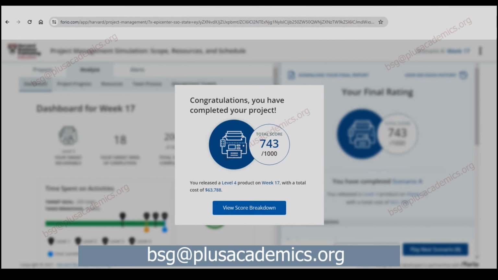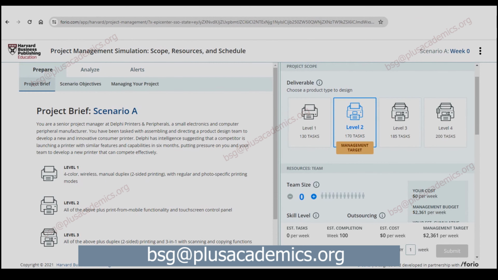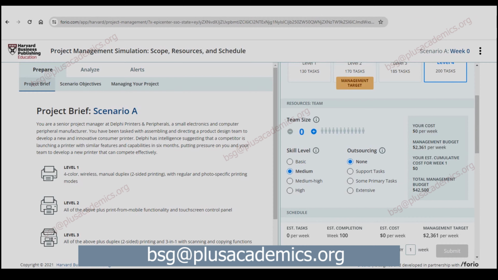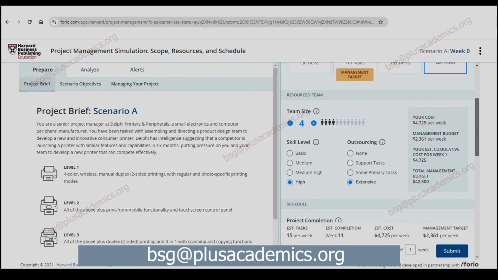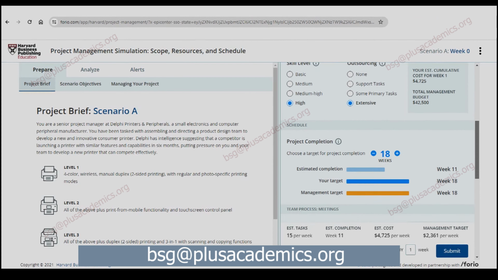Now for the week one decision, let's go straight in. For our deliverables, let's target level 4, and for the number of employees, let us start with 4 employees and go for the highest quality employee. For sourcing, let us select the extensive. You can see we are over budget, but as we move from one week to the next one, we might consider reviewing the number of employees so that we can be within the budget.